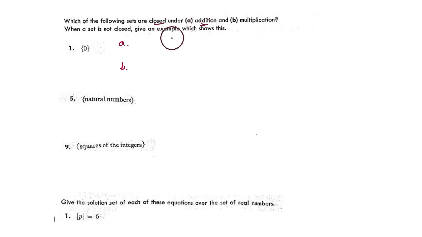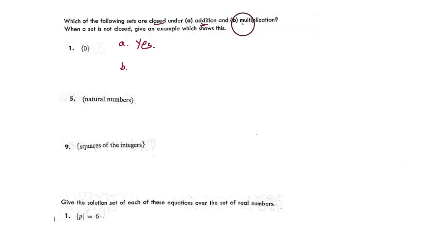Let's check addition. Remember, you're using only elements in the set. Your only choice is 0. So make an addition problem using 0. 0 plus 0 is our only possibility. 0 plus 0 equals 0. Is that answer in the set? Yes, it is. So it's closed under addition.